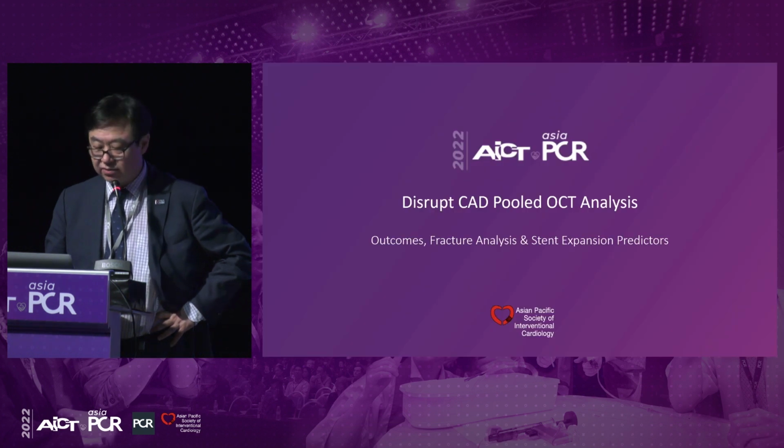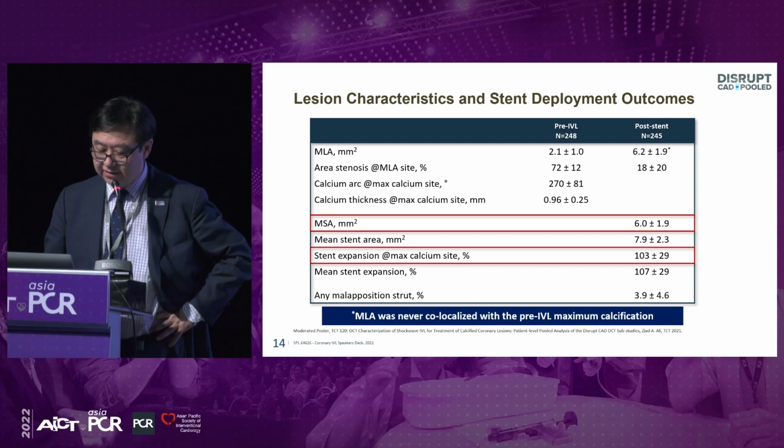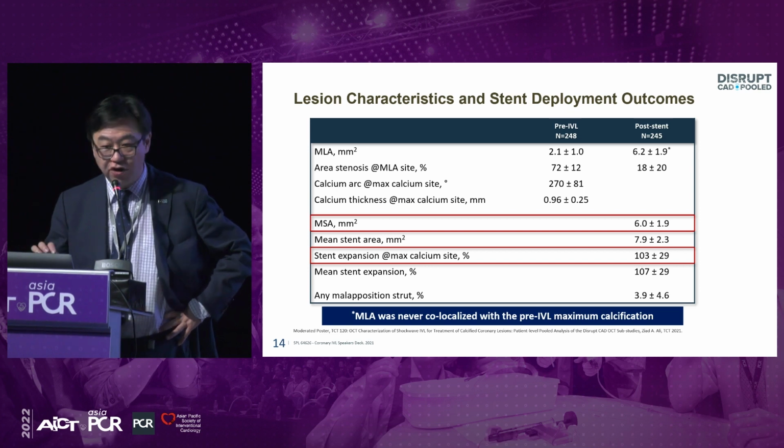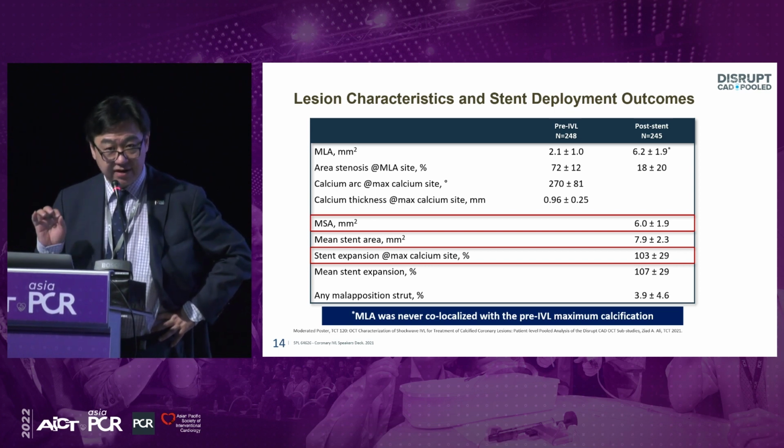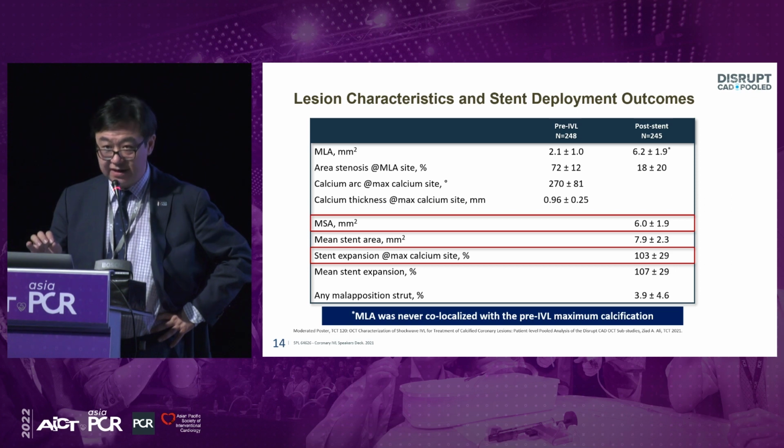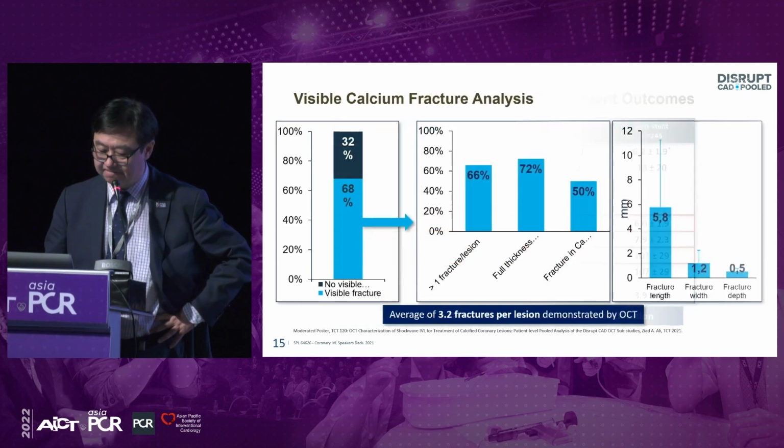Pooled analysis, let's look at the pooled OCT analysis. Notice the MSA achieved here is 6.0 post-stent, and the mean stent area is 7.9 millimeters squared. Stent expansion, maximally at the maximum calcified site, is over 100%. Notice that there is an extremely good effect in improving your stent expansion at the site of maximum calcium. And malapposed struts are very minimal, less than 3.9%.